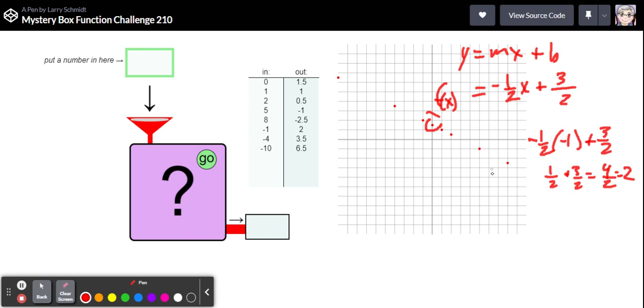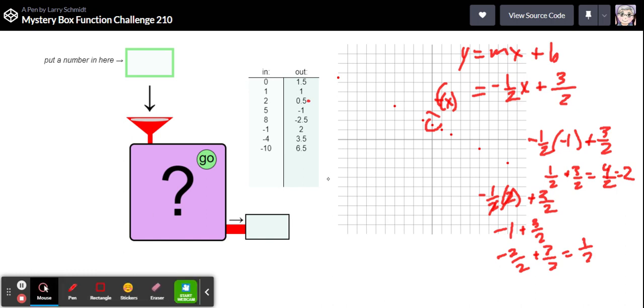Now let's try maybe putting in a 2. So -1/2 times 2 plus 3/2. So -1/2 times 2, you could think of this as multiplying the 2 across the top. You'd get -2/2, which is -1. Or you could think about this as like the 2's cancel. Either way, it's -1 plus 3/2. So -1 is -2/2 plus 3/2. And that is just going to give you a positive 1/2. -2 plus 3 is 1. So when we put in 2, we got 1/2, and that is indeed what we got here. So I think we can be very confident.